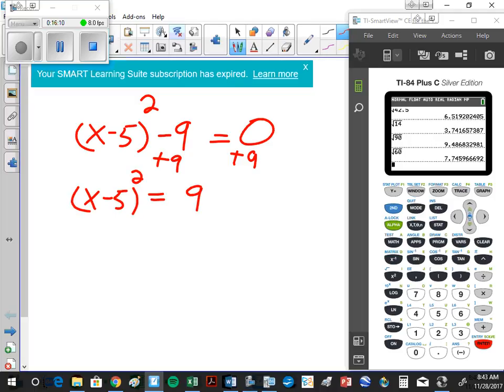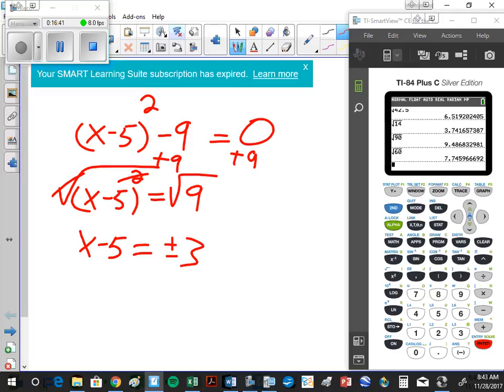Now what? Take the square root. I want to add 5, but I can't add 5 yet because that 5 is underneath the squared. I need to undo the squared by taking the square root, and the square root and the squared cancel. Take the square root. I'm left with x minus 5 is equal to what? Not 3. Plus or minus 3.